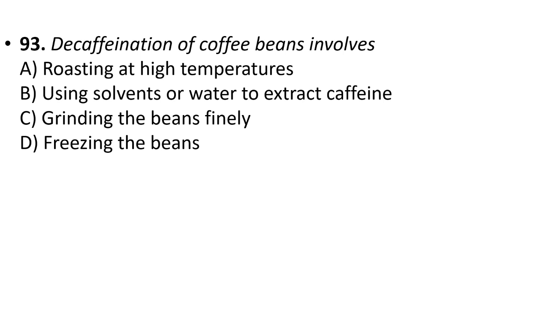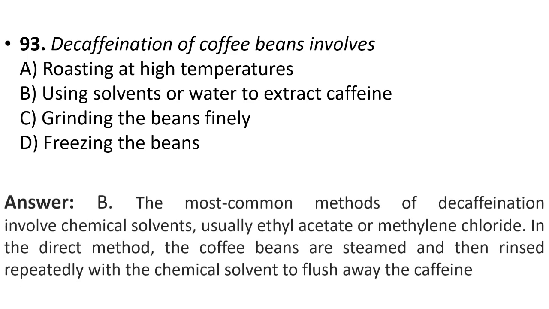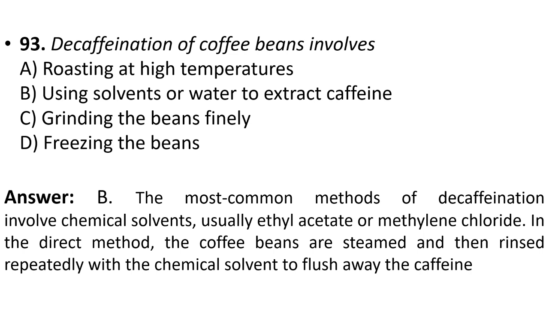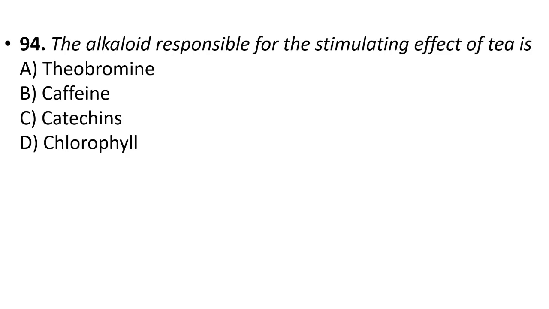93. Decaffeination of coffee beans involves roasting at high temperature, using solvents or water to extract caffeine, grinding the beans finely, freezing the beans. Your answer is option B, using solvents or water to extract caffeine. The most common methods of decaffeination involve chemical solvents, usually ethyl acetate or methylene chloride. In the direct method, coffee beans are steamed and then rinsed repeatedly with a chemical solvent to flush away the caffeine.